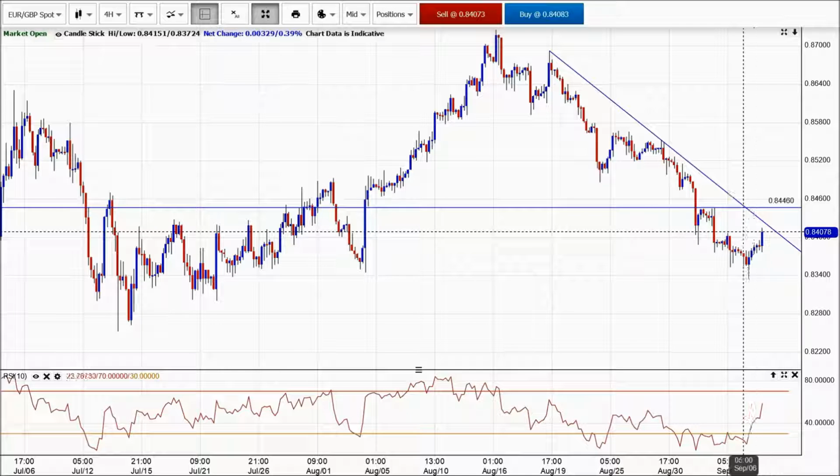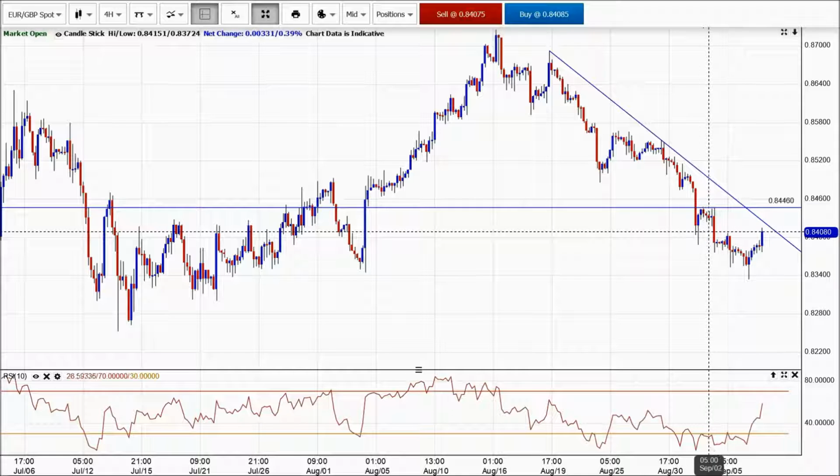And also, I think we did talk about this last week. I'm not a massive fan of having lots of squiggly lines on charts: Bollinger Bands, MACDs, moving averages, stochastics, Fibonacci, all that stuff. I much prefer a clean chart, but something I do look at now and again is the RSI, the Relative Strength Index, which is what I've got down here. And this is a 10-period RSI.